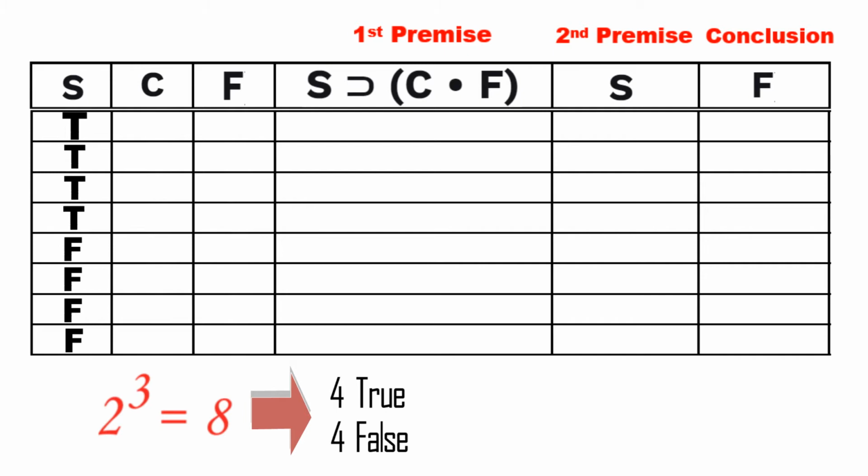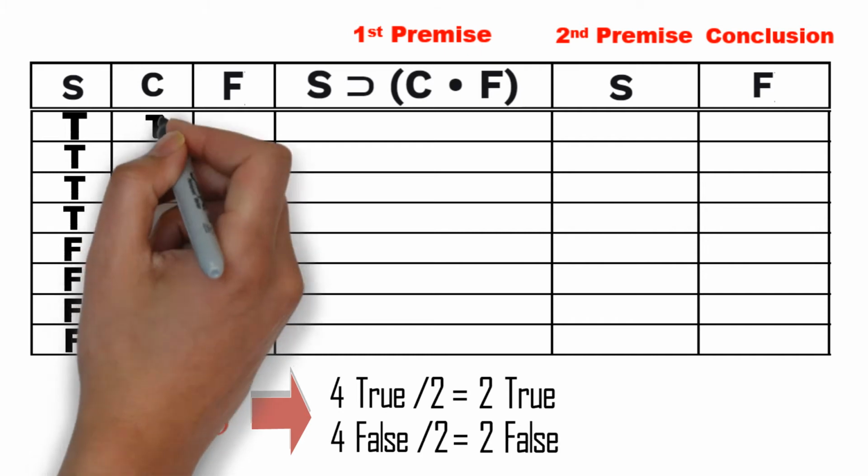For the next column, that is column C, we need to divide the 4 true and false values by 2. Thus, we will have 2 true values and 2 false values. The rule is, we will write 2 true values first and then 2 false values. For the remaining rows, we will write 2 true values and 2 false values alternately. So the truth table will now look like this.